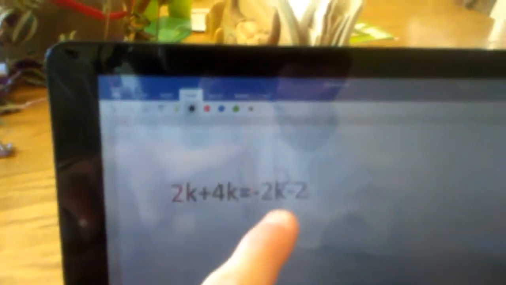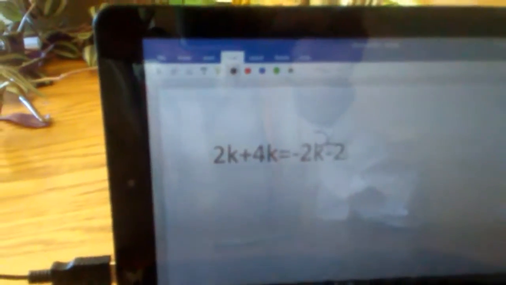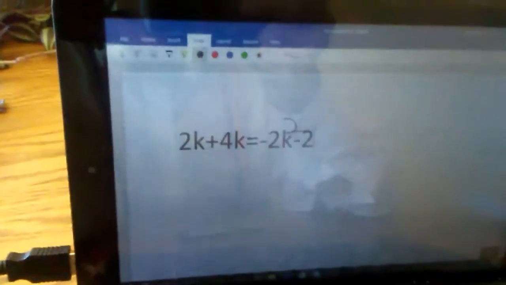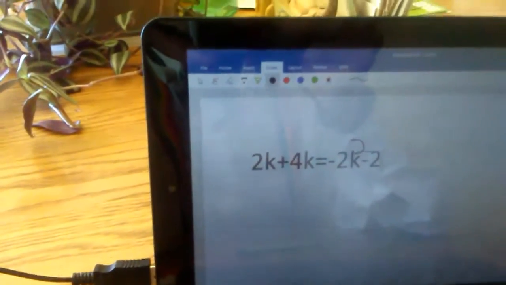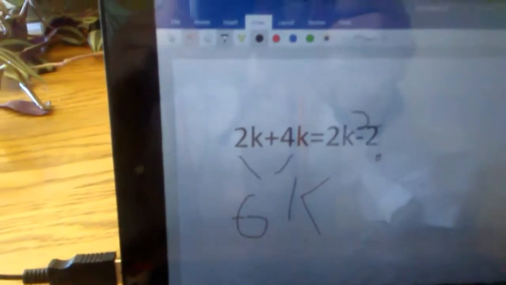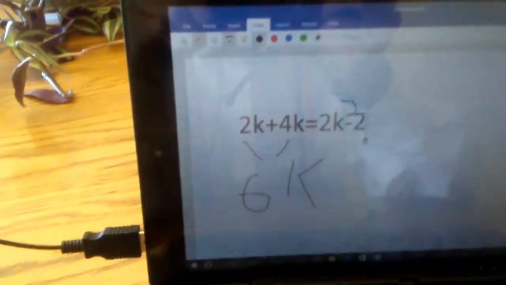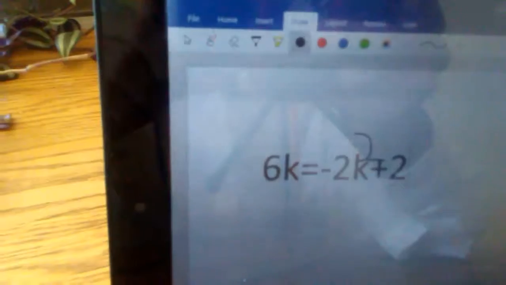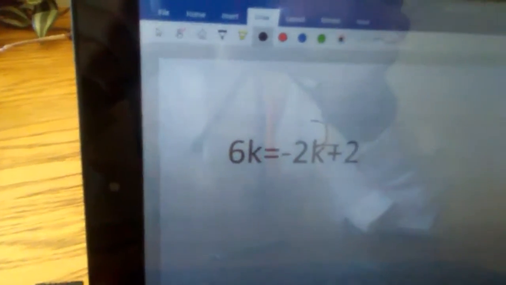You will then combine like terms, which are the numbers that have the same variable, k in this case. So 2k is added to 4k, but the negative 2k squared would not be, since it's on the other side of the equal sign. If you combine 2k and 4k, you get 6k, and everything else drops down. Which then, we have 6k equals negative 2k squared plus 2.